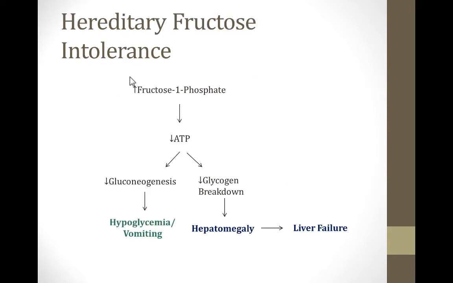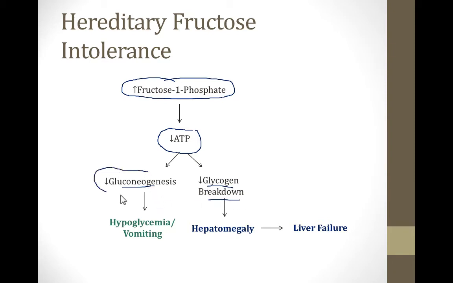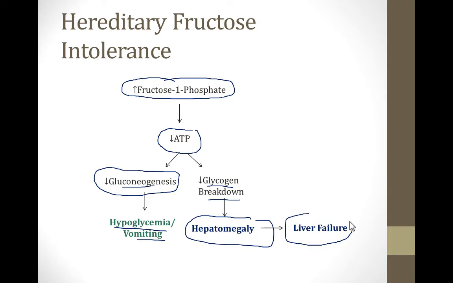Here's a map of how the symptoms develop in hereditary fructose intolerance. There is an increased level of fructose 1-phosphate because the fructose is stuck at that step of metabolism. This depletes liver cells of ATP, and you need ATP for gluconeogenesis and glycogen breakdown. So as a result of depleted ATP, you cannot perform gluconeogenesis properly, and people with this disorder get hypoglycemia and vomiting, especially after meals containing large amounts of fructose. They also have decreased breakdown of glycogen, and this leads to hepatomegaly, and this can lead to liver failure.